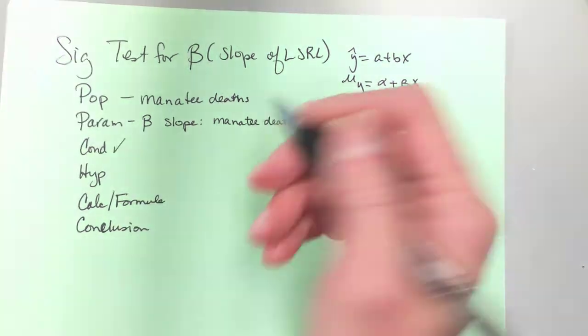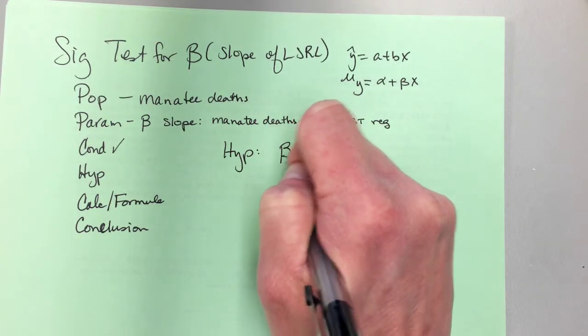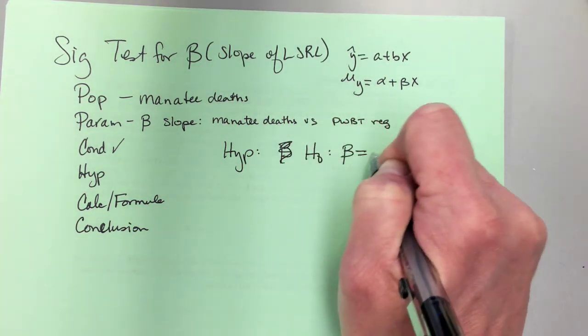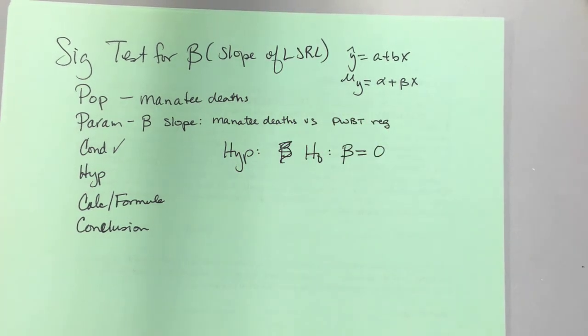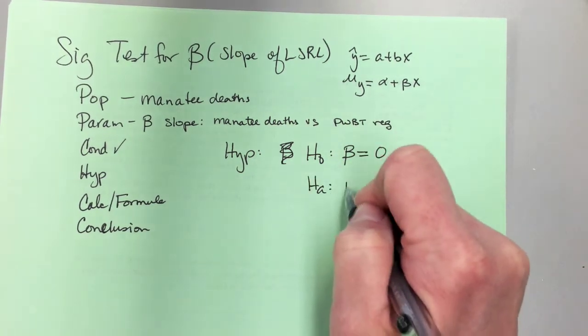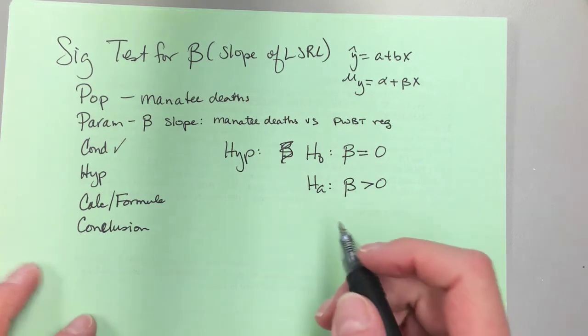So when we talk about our hypotheses, we always have for H naught, beta equals 0. Always, always, always in our world. For HA, we're going to go beta greater than 0. We're trying to state there is a positive relationship between manatee deaths and powerboat data. But we need to prove that the positive relationship exists, and that's what the significance test is going to do.